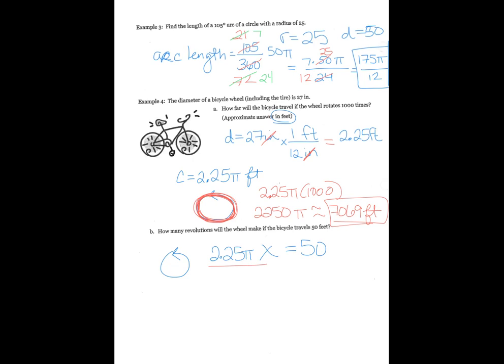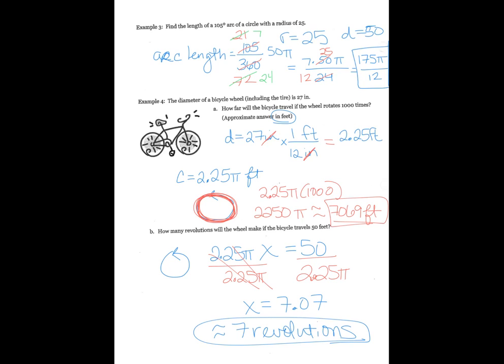This would be your setup. Then to solve for x, we would divide by 2 1/4 pi on both sides. Make sure you are using the pi button, not 3.14, because that will make your answer less accurate. So when we solve for x, we end up with 7.07, which means it's approximately 7 revolutions or turns in order to travel 50 feet.